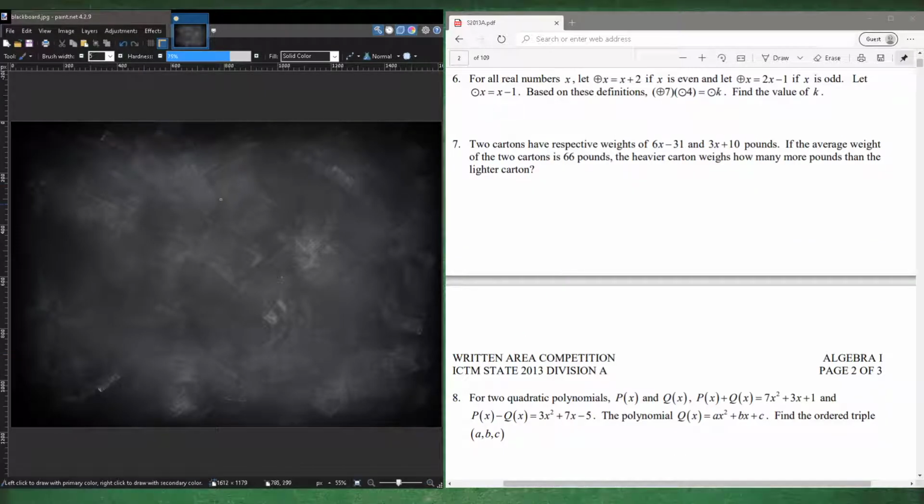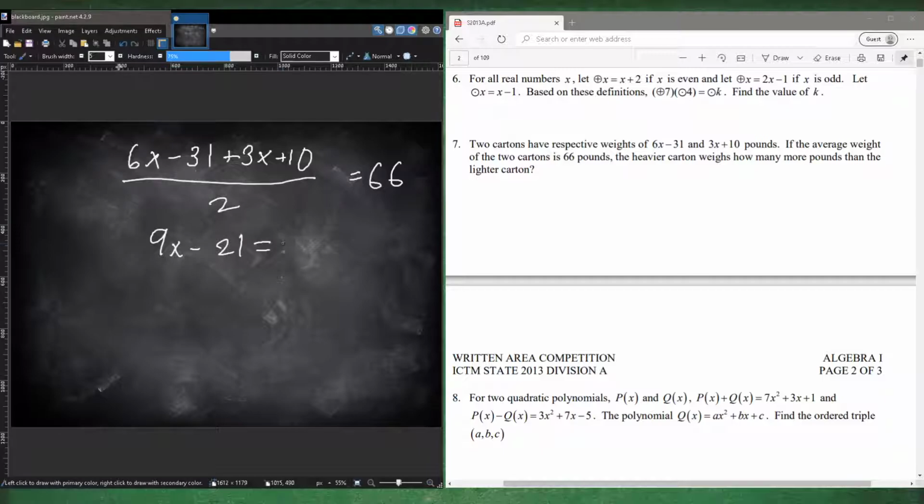Two cartons have respective weights of 6x minus 31 and 3x plus 10 pounds. If the average weight is 66, the heavier carton weighs how many more pounds than the lighter carton? Okay, so to calculate the average, it's just the total over the amount of cartons. So there's 2 cartons and this is the total weight, and that is 66 pounds. So doing some math, that's 9x minus 21 is equal to 132. So 9x equals 153. So x equals 153 over 9.